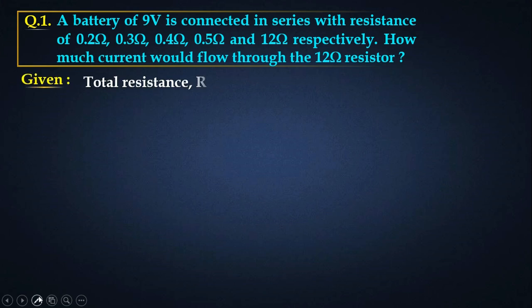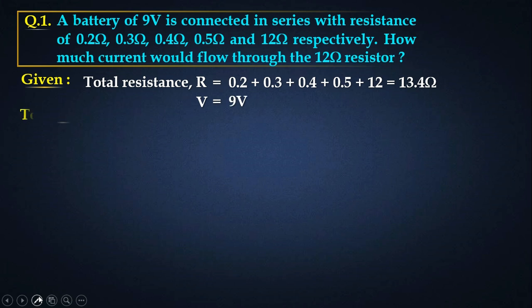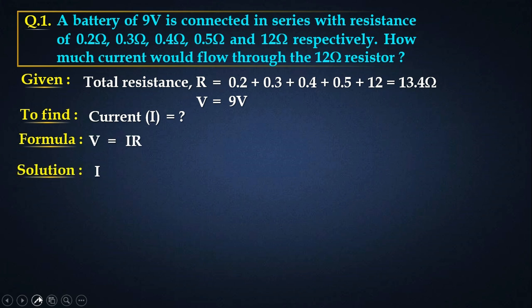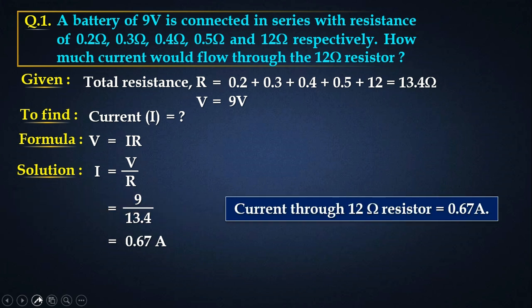So the first step is total resistance, which is 0.2 plus 0.3 plus 0.4 plus 0.5 plus 12, that equals 13.4 ohms. Voltage given is 9 volts. Then we know the formula V is equal to IR, and current is the unknown. So I is equal to V by R. V is 9 and R is 13.4. The final current is 0.67 amperes. So the same amount of current flows through the 12 ohms resistor. So the current through the 12 ohms resistor is 0.67 amperes.